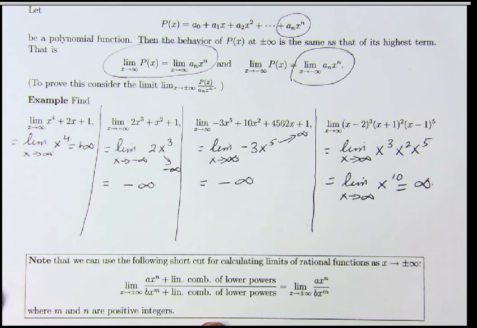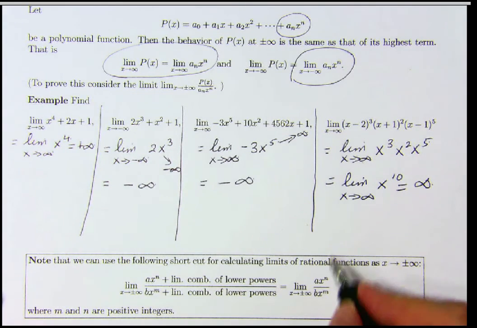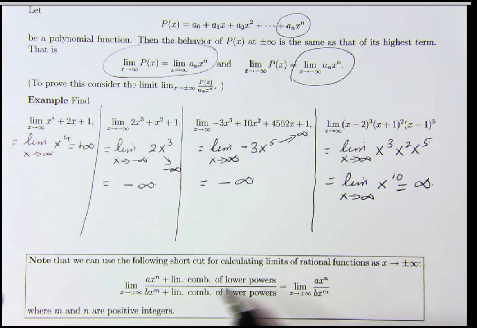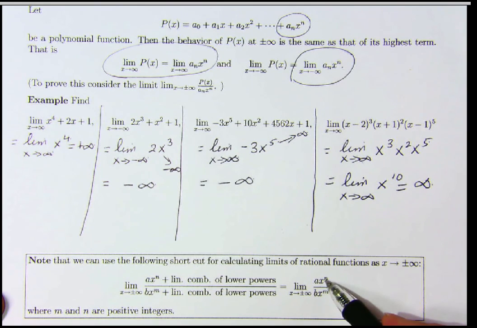And this is just a reminder of the shortcut we can take with rational functions. If I have the limit as x goes to plus or minus infinity of some polynomial divided by another polynomial, again, I can restrict my attention to the limit of the quotient of the leading powers of the two polynomials.